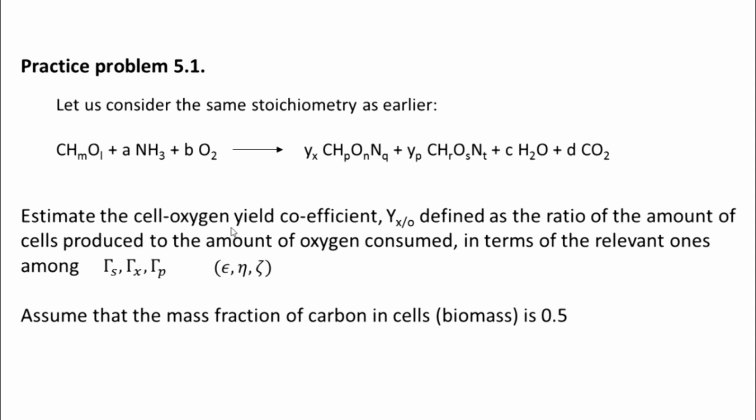Estimate the cell oxygen yield coefficient YX/O, defined as the ratio of the amount of cells produced to the amount of oxygen consumed, in terms of the relevant parameters among gamma S, gamma X, gamma P, epsilon, eta and xi. Assume that the mass fraction of carbon in cells is 0.5. Let us look at the solution.